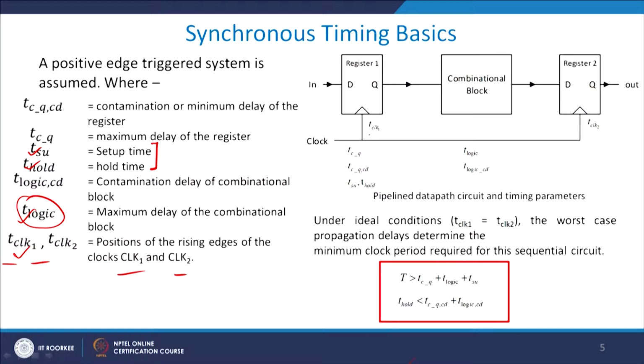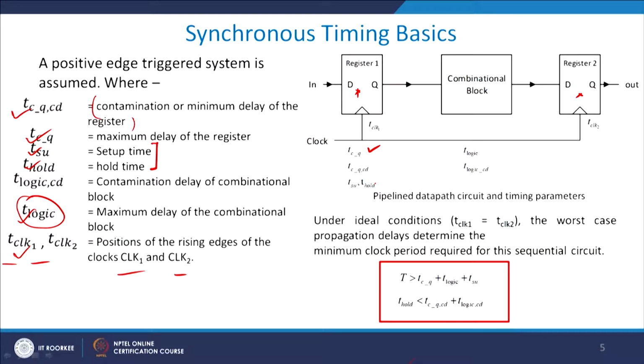Now, the maximum delay of these registers is referred to as TCQ. TCQ CD is defined as the contamination or minimum delay of the register. So, TCQ is the maximum delay of the register, whereas TCQ CD is defined as the minimum delay of the register. And T logic CD is the minimum delay of the combinational logic block. So, we have got 5 quantities here: TCQ, which is your maximum delay of the register, and TCQ CD, the contamination or minimum delay of the register.